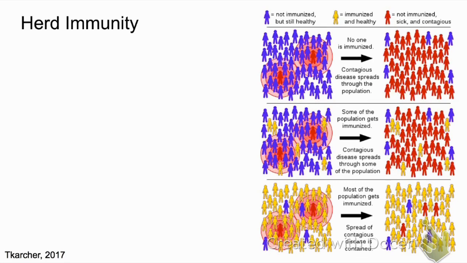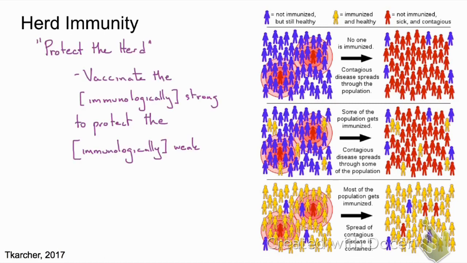If you think of a herd of elephants, for example, in a herd of elephants, the elderly and the young are put towards the center and protected by the stronger elephants on the outside. This is the same concept that we talk about with vaccination. We have this protect the herd type mentality. If we vaccinate those who are immunologically strong or who have good immune systems, then we can protect those who are immunologically weak. Take a look at the examples on the right here.